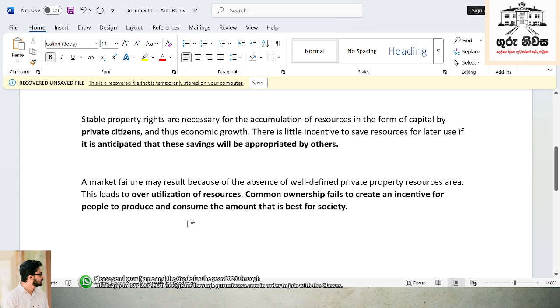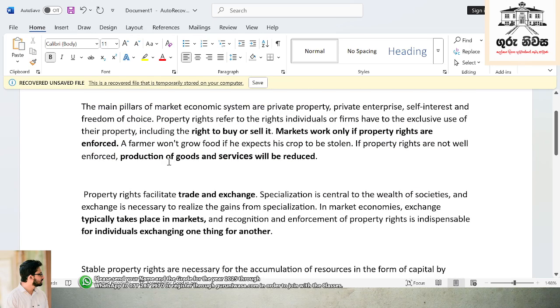Common ownership fails to create an incentive. On our side, we can say yes. Common ownership to protect something for society doesn't work out. There are no incentives to protect something for the society. We have incentives to protect something for ourselves, even myself. So people produce and consume the amount that is best for the society. Did you get the point?